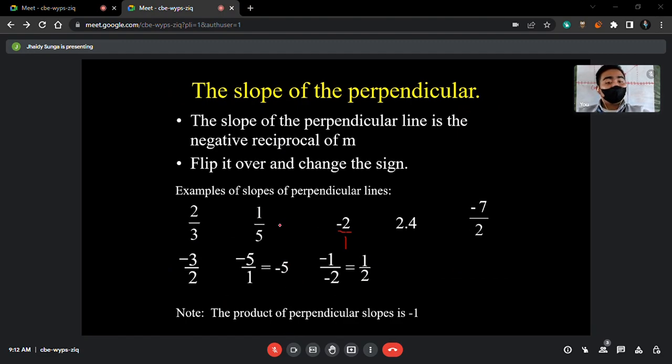2.4. Oh, there is a decimal point. How is that one? How are you going to identify what is the fraction of 2.4? Can you tell me what might be the fraction of 2.4? Hmm. How is that one? So, what we could do is to simply find it.